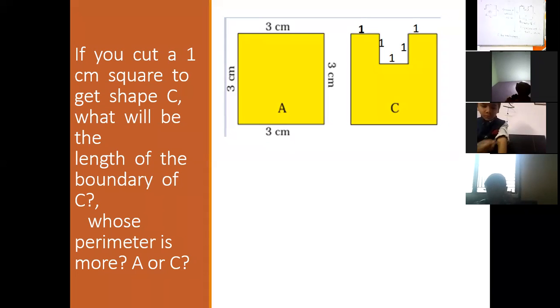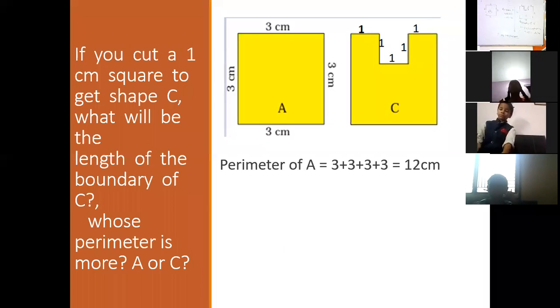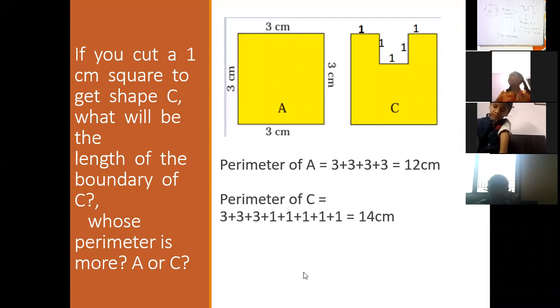Sir, 14 centimeter is the right answer. Already I gave the answer there on the board. So it is 14. Perimeter of A, we know already. Perimeter of C is that 1, 1, 1, 1 is there, no? That is 14.